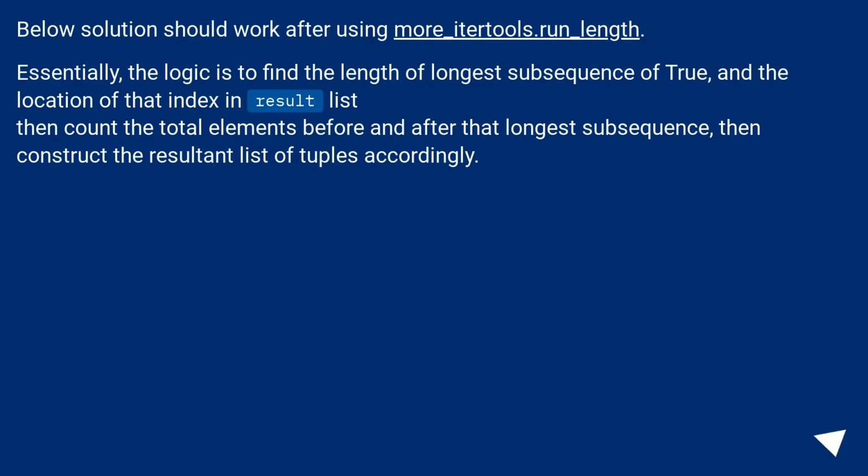The below solution should work after using more_itertools.run_length. Essentially, the logic is to find the length of the longest subsequence of True, and the location of that index in the result list. Then count the total elements before and after that longest subsequence, then construct the resultant list of tuples accordingly.